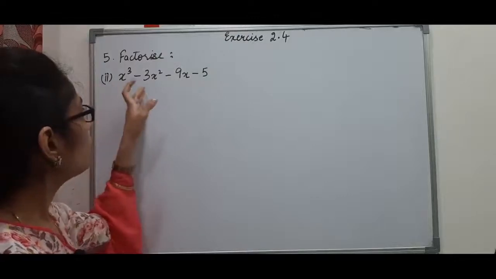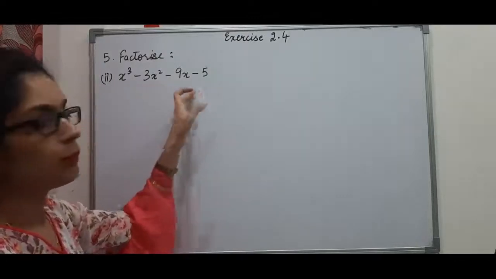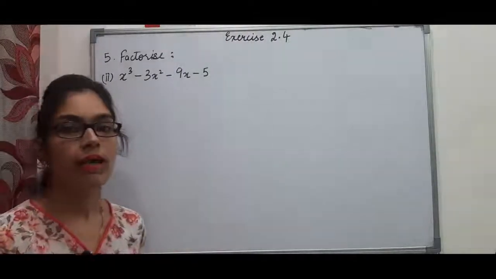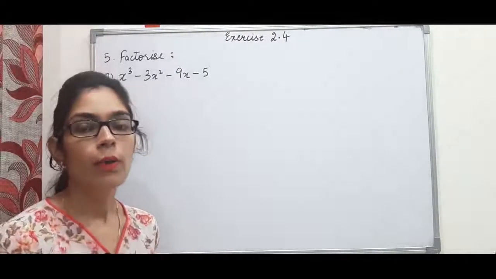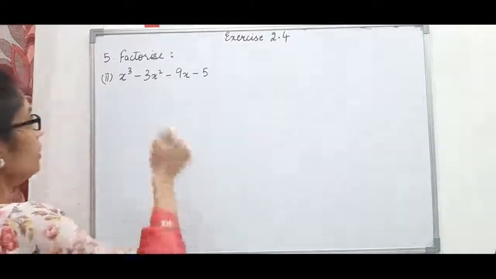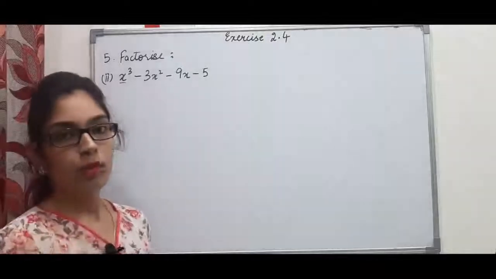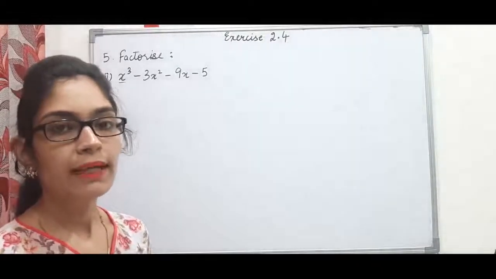Factorize x cube minus 3x square minus 9x minus 5. So in the previous question we factorized a quadratic polynomial, but in this question they have given us a cubic polynomial. So in a cubic polynomial you have to start by guessing.